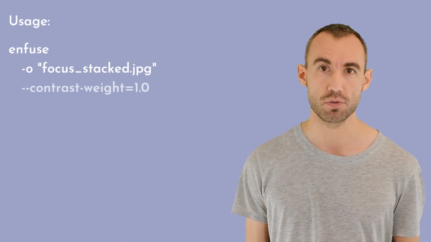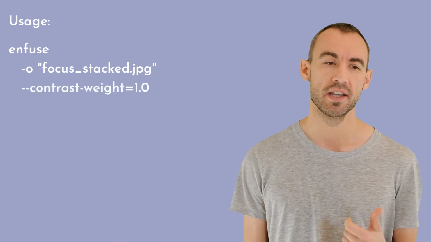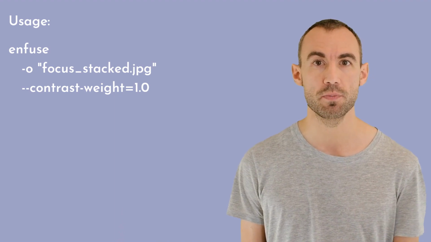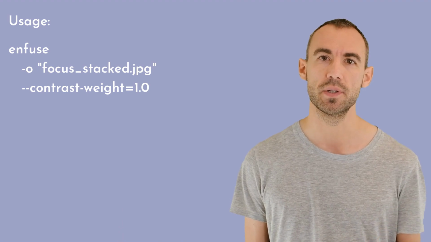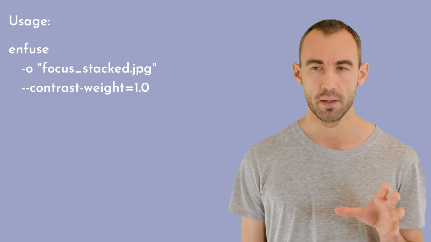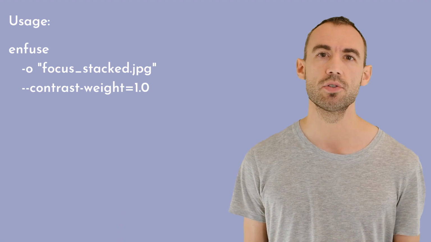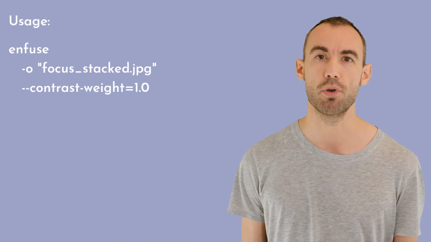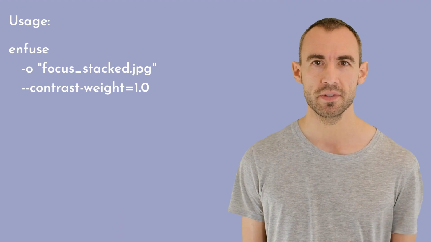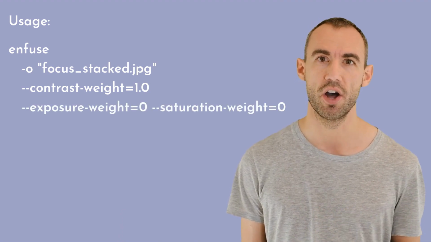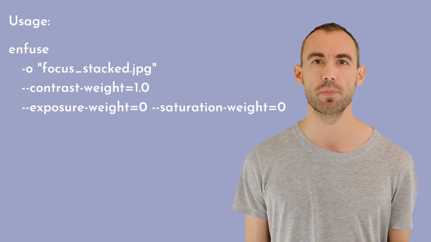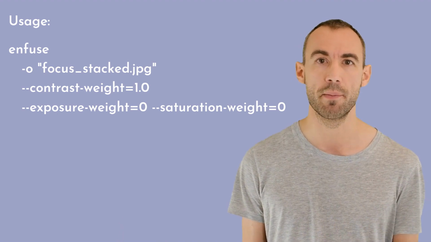First, we define the output file with option -O. Then we set the contrast weight to 1, because the way in which Enfuse determines which parts of an image are in focus is by checking for the contrast between a pixel and its neighbors. Pixels that are in focus tend to have a much higher contrast than pixels in blurry areas of the image. Then we turn off any influence of exposure and saturation on the stacking process, because they're not appropriate to focus stacking but to other applications of Enfuse.